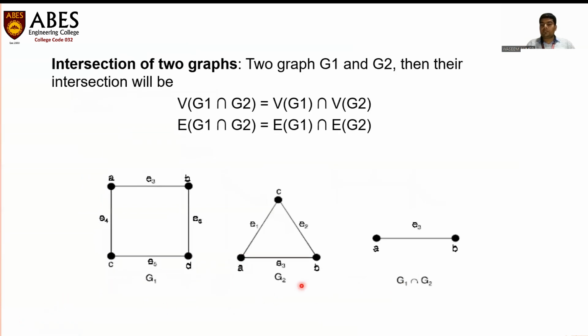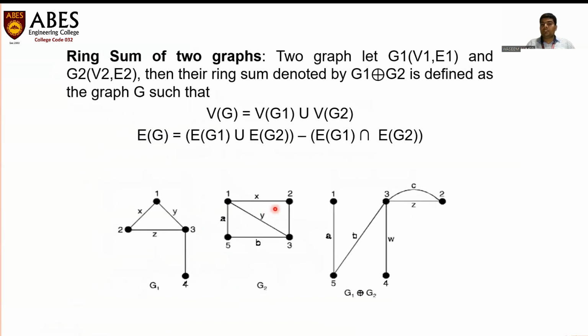Similarly, we have the intersection of two graphs. With the help of this formula, we calculate the intersection. Next operation is the ring sum of two graphs, in which we take the union of the vertex sets. In the case of edges, we take the union of edges and subtract the intersection of the edges of the two graphs. So this is the diagram for the ring sum of the graphs G1 and G2.